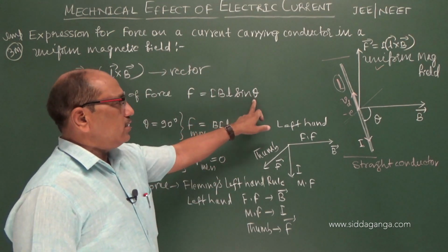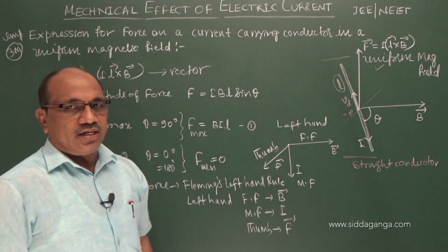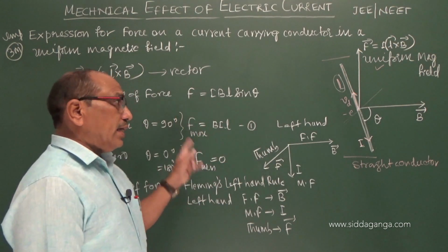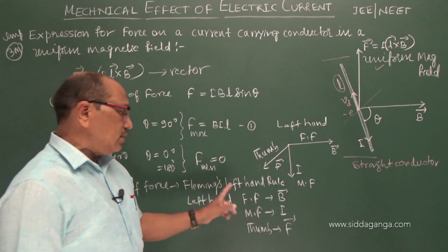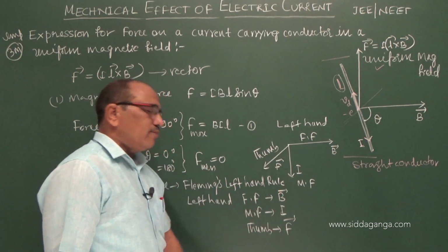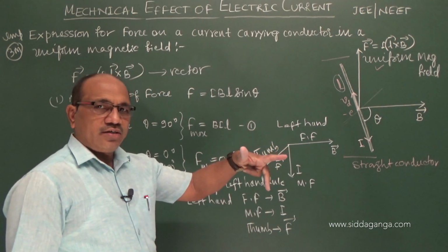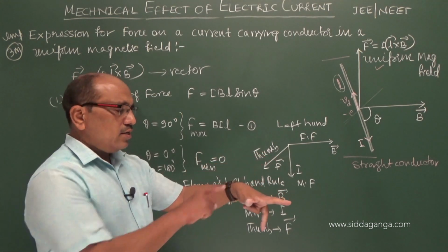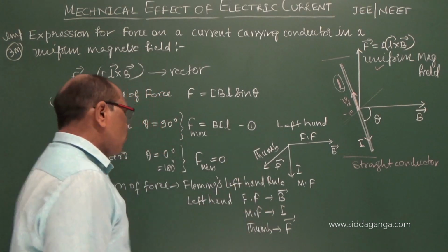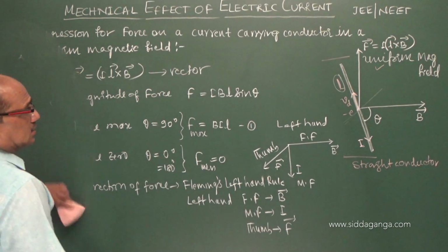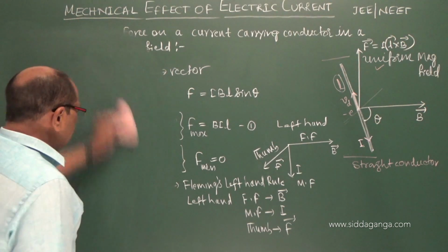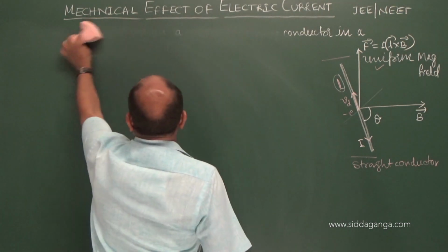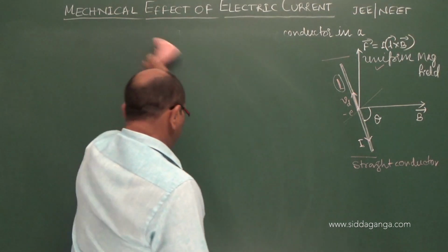However, you come to know that maximum force is I B L sin theta when the conductor is kept perpendicular to the magnetic field. No force when the conductor carrying current is parallel to the field. Direction of the force experienced by the conductor is given by Fleming's left hand rule. Stretch the three fingers of the left hand, forefinger in the direction of magnetic field, middle finger in the direction of the current, thumb represents the direction of the force on the conductor. With this, let us come to the arbitrary shape. When a wire is bent in an arbitrary shape, how can the magnetic force be estimated?